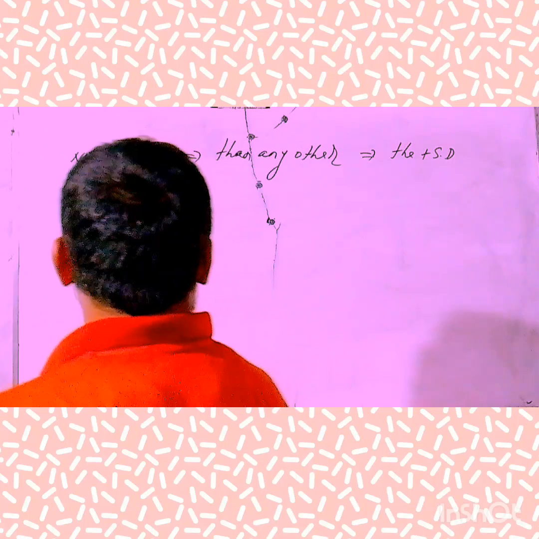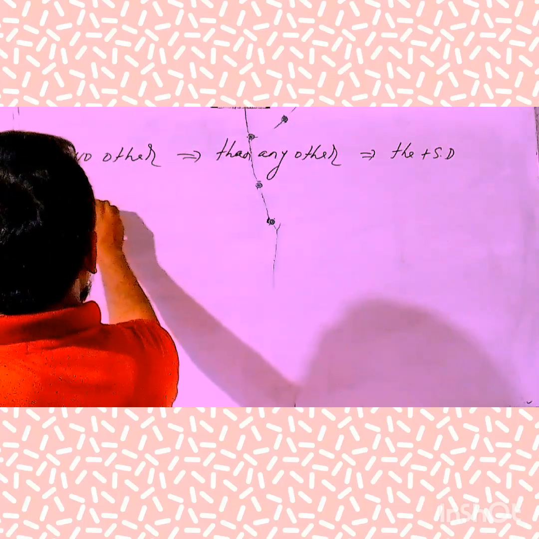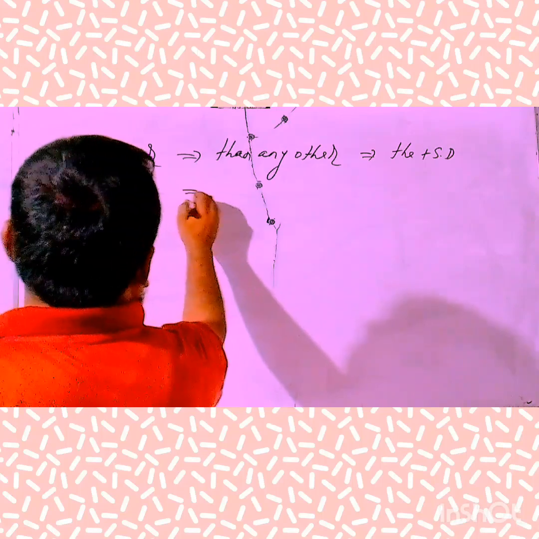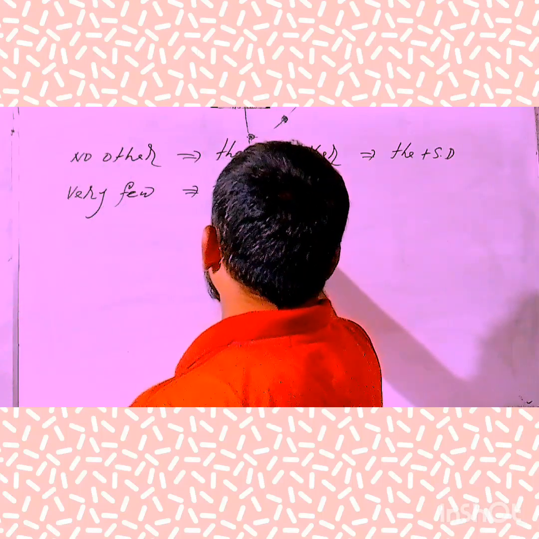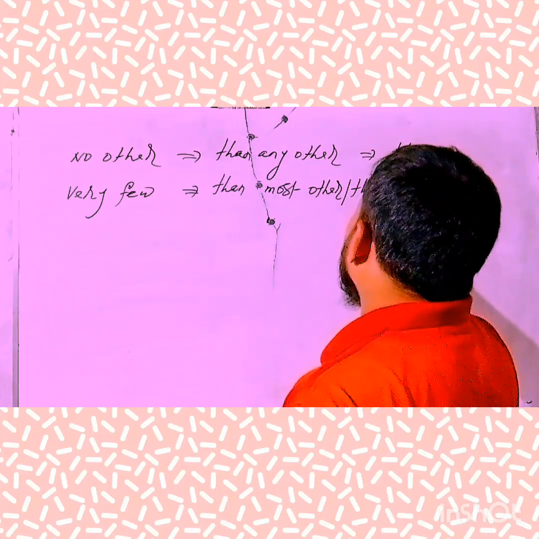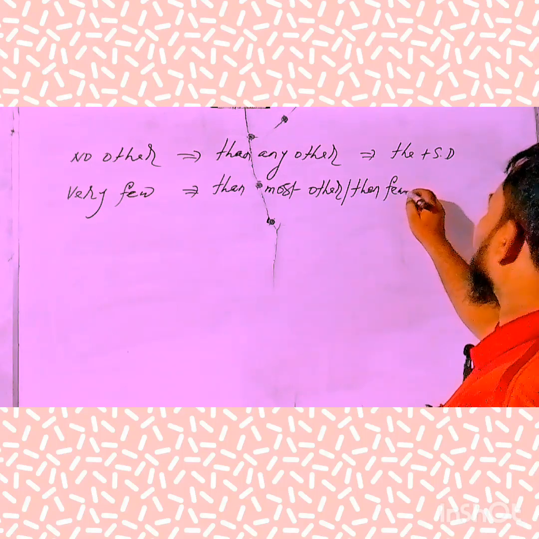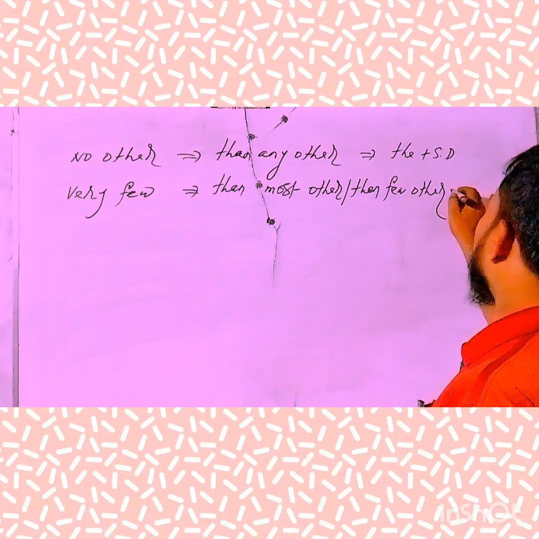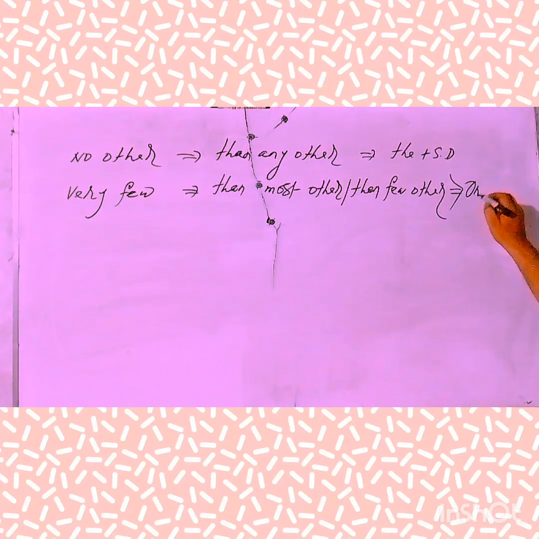And this flow, learners, I want to suggest that you memorize or remember it, because you are being given such kinds of flow according to my own experience. Number two, very few equal to most other, then few other, etc., equal to one of the plus SD, one of the plus SD.